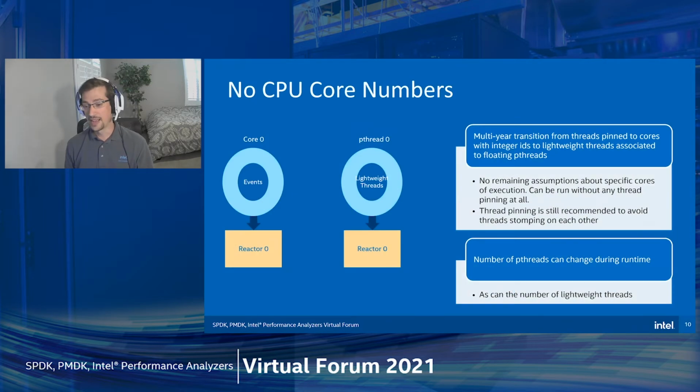Another big one that I have talked about at past SPDK summits is a transition away from one thread per core pinned with a reactor processing events to a lightweight threading model where we have a set of lightweight threads mapped M-to-N onto P threads. Those P threads may be pinned to cores, but don't have to be. And we have entirely embraced this model.